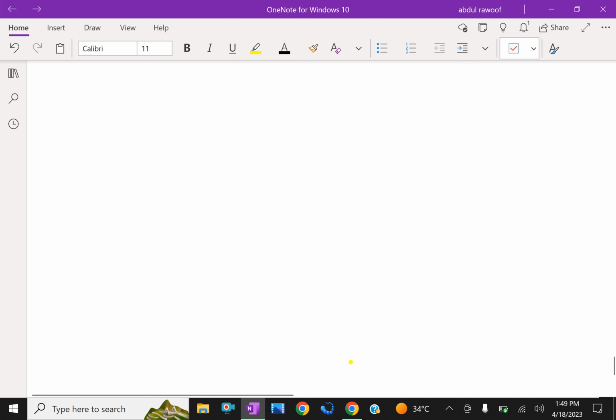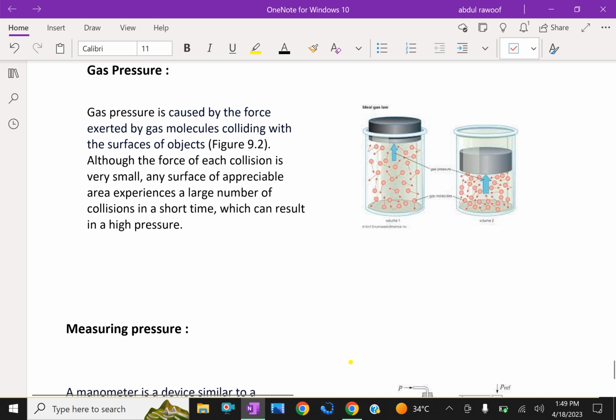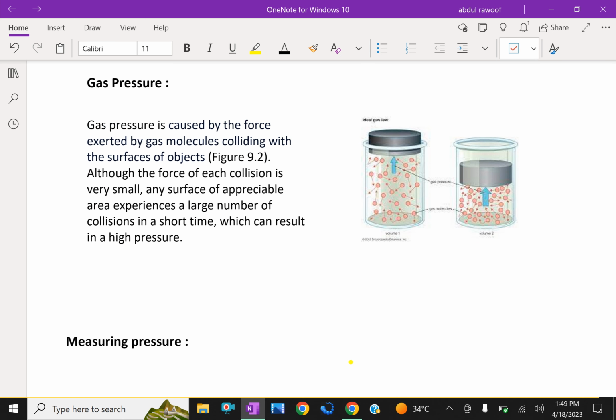Next, we will discuss gas pressure. Gas pressure is caused by the force exerted by gas molecules colliding with the surface of an object.